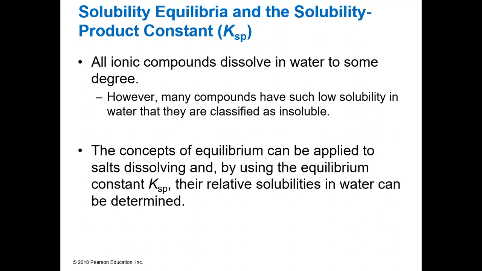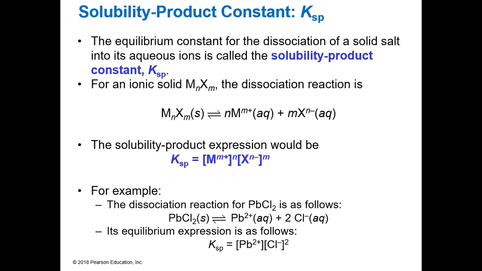So we can talk about it in terms of equilibrium, right? We have some salt. Our salt will dissolve. We can then calculate the equilibrium constant or the solubility product constant, the KSP. So the KSP and the solubilities can be determined. We can do the K expression the same way we've been doing Ks before. So our equilibrium constant for the dissociation of some solid salt into its ions is called the solubility product constant.